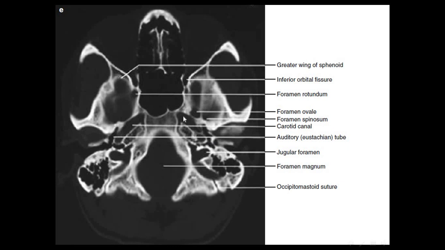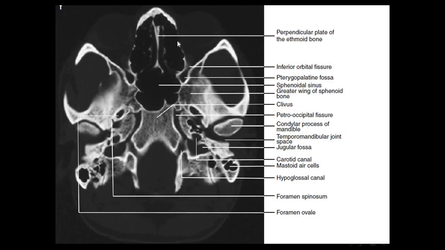And then more posteriorly, we can see the carotid canal. I think carotid canal is more clear. And if you have the soft tissue window, you will see the internal carotid artery passing through. More posteriorly is the jugular foramen, and foramen magnum is the largest of all. This is the passageway of spinal cord. This is the occipito-mastoid suture, the suture between occipital and mastoid portion of temporal bone.